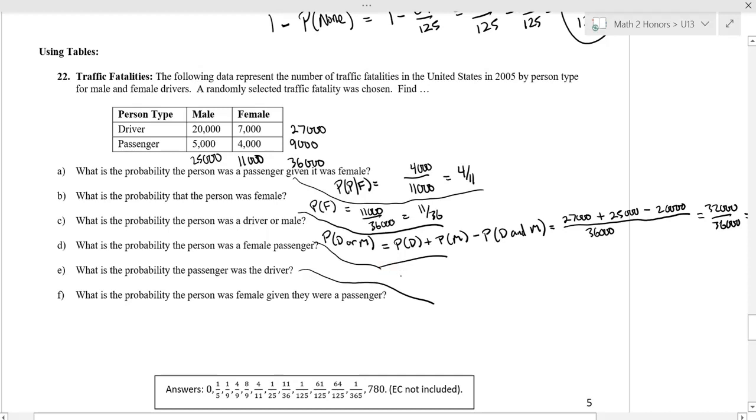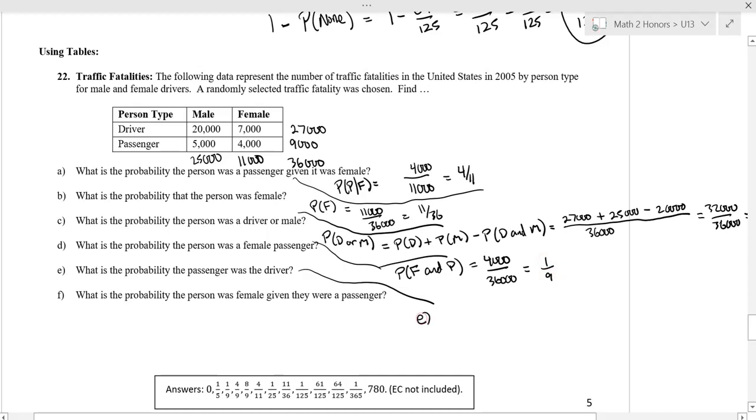Probability the person was a female passenger. So probability it's female and a passenger. So how many female passengers are there? 4,000 out of the 36,000. 1 out of 9.